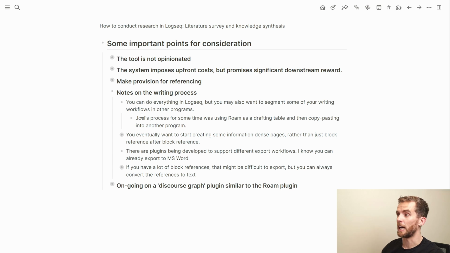It'd be amazing if you could do absolutely everything and do the import and export to LaTeX or whatever feature that you needed. There are some plugins being developed to support different export workflows. I know you can export to Microsoft Word.